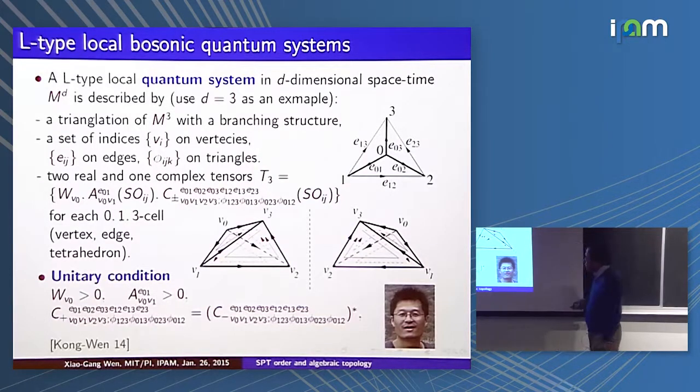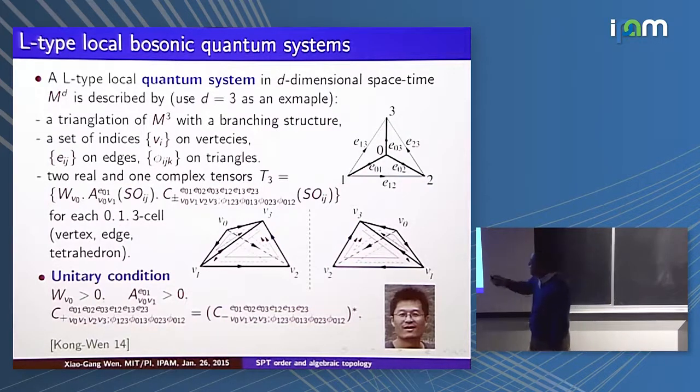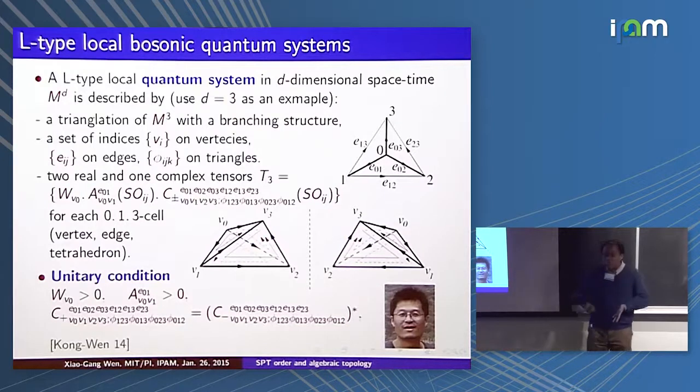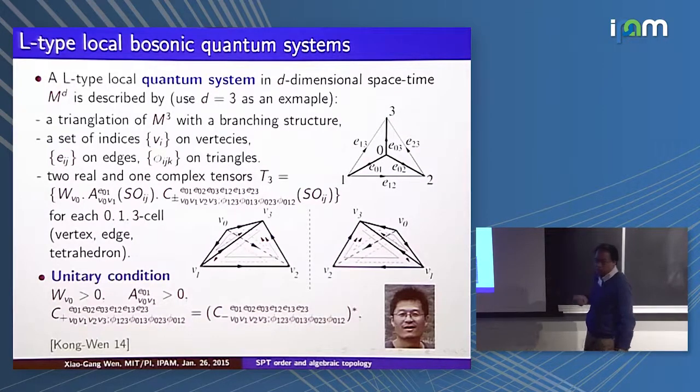Because of the branching structure, there are two kinds of 3-simplex, with plus orientation and minus orientation. On these two different 3-simplices with different orientations, we assign two different tensors, C plus and C minus, but they differ by a complex conjugate. This is a sufficient condition for unitarity. So this defines a Lagrangian-type quantum system. This may not be the most general, but at least it's a working definition. So this is our subject, and we try to understand the behavior of this kind of system.